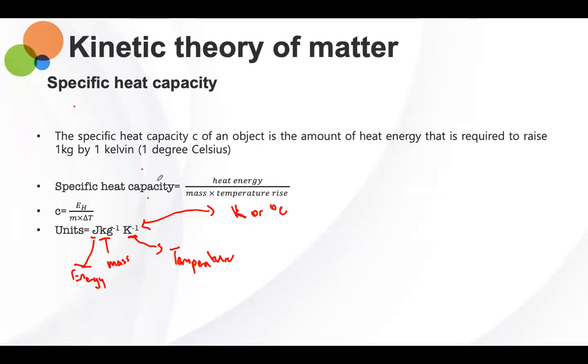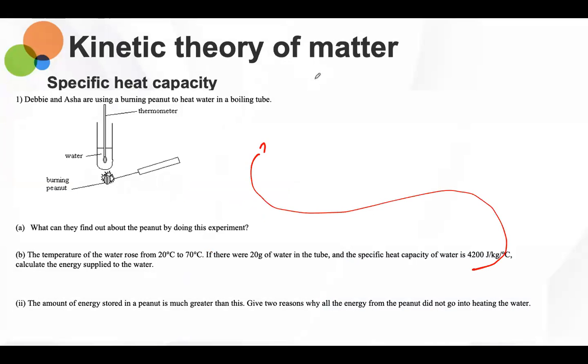Right. So specific heat capacity, c, is equal to EH over mass times change in temperature. So let's just put that over here. A much easier way to remember this, we'll talk about that in a few seconds.